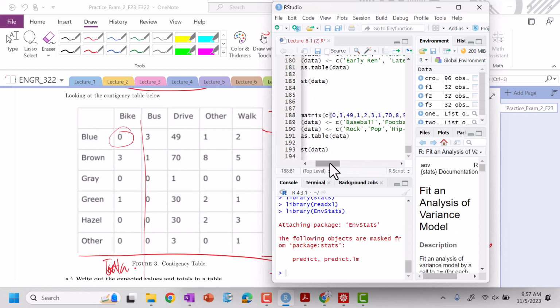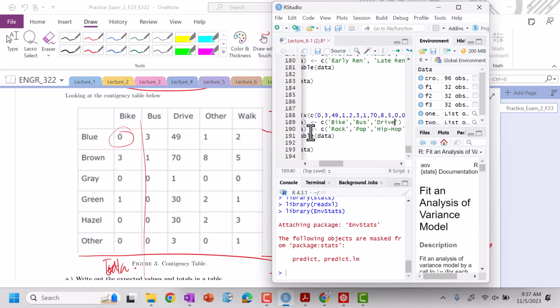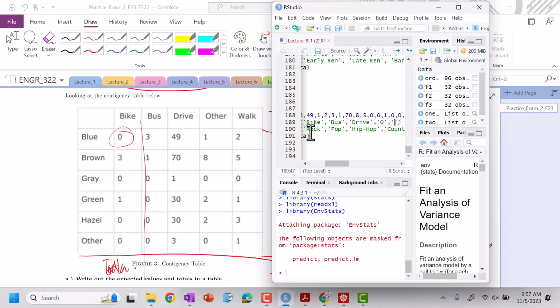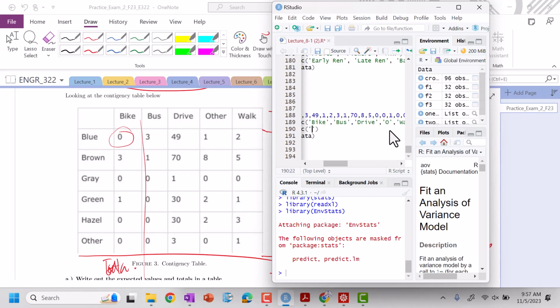And for our columns, we're going to name these quite simply: bike, bus, drive, O, and then walk. And then for our rows, just going to name it BLU, blue, BR, GR, green, hazel, other. All right, and then we're going to organize it by number of columns, 1, 2, 3, 4, 5. Good. By row, true. Good.